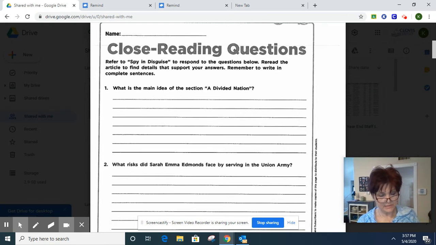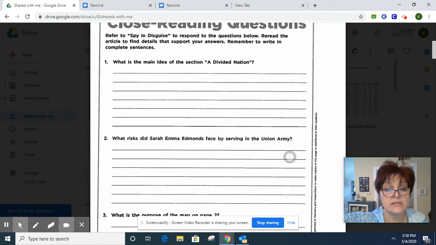So it was between the North and South, and it was because the southern states wanted slavery and the northern states did not. President Abraham Lincoln was willing to go to war to end slavery, so he knew that it might cause a lot of disagreement. He thought it might cause a war, and so that's why the Civil War happened, because people were arguing or fighting over the idea of slavery. Okay, so that's the main idea for A Divided Nation.